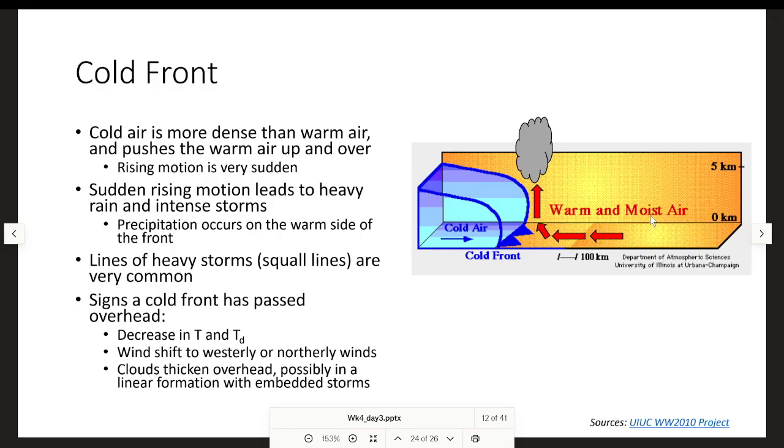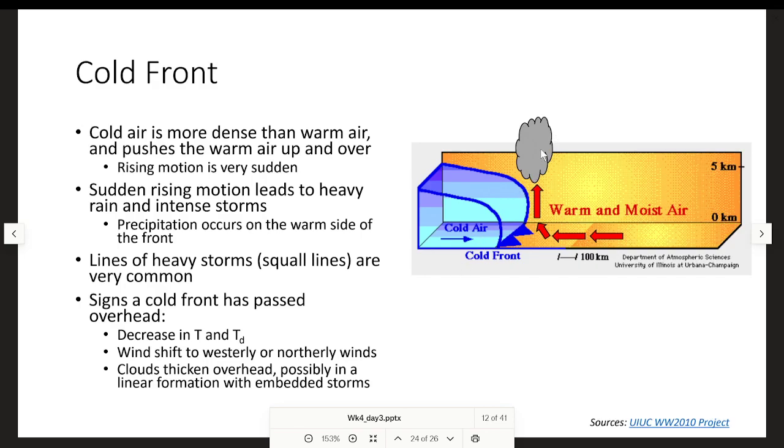Here's a nice schematic. The cold front is the bread and butter of severe weather. This is really what gets it going. So the cold air is more dense than warm air, and it pushes the warm air up and over. So the rising motion is very sudden. It kind of digs up under this warm, moist air, and it forces this upward motion. And this air is warm, it's moist, and it's unstable, and it's going to want to rise.